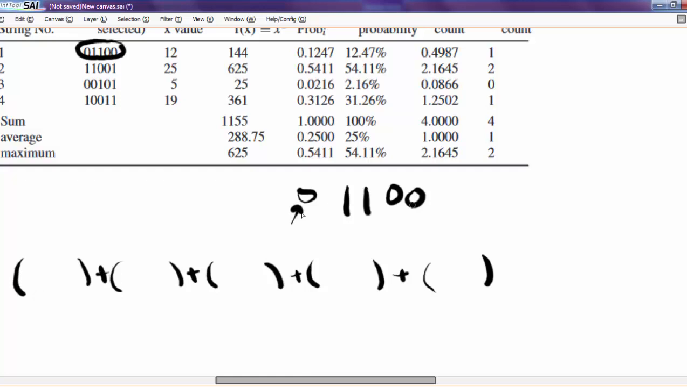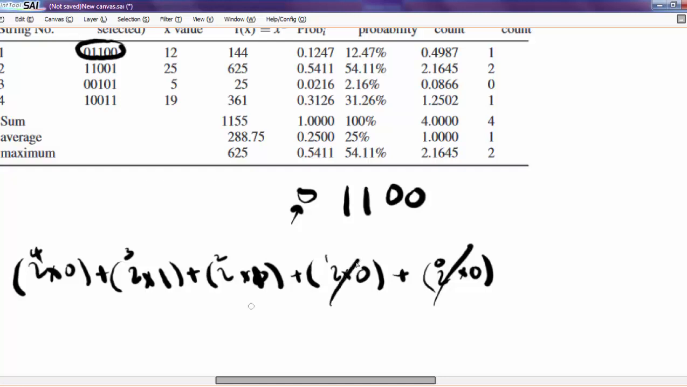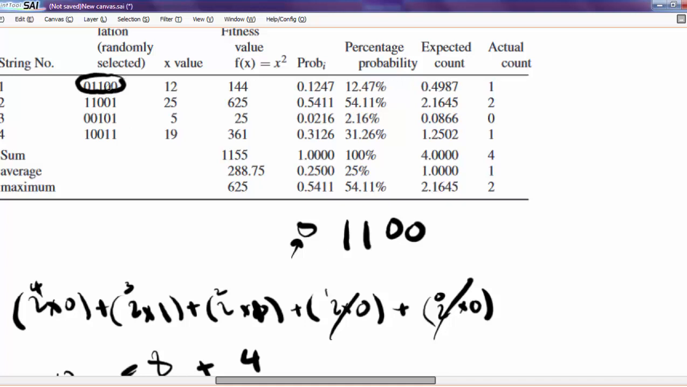Starting from the least significant bit, we have 0 times 2 to the power of 0, and the second bit, 0 times 2 to the power of 1, and the third, 1 times 2 to the power of 2, and so on. Here we have 1 times 2 to the power of 3, and the final one, 0 times 2 to the power of 4. So we got 0, 0, 4, 8, and 0. Adding them, we got 12. So this is the decoded value for the first string, and we repeat this process for the whole population and get the decoded values x.